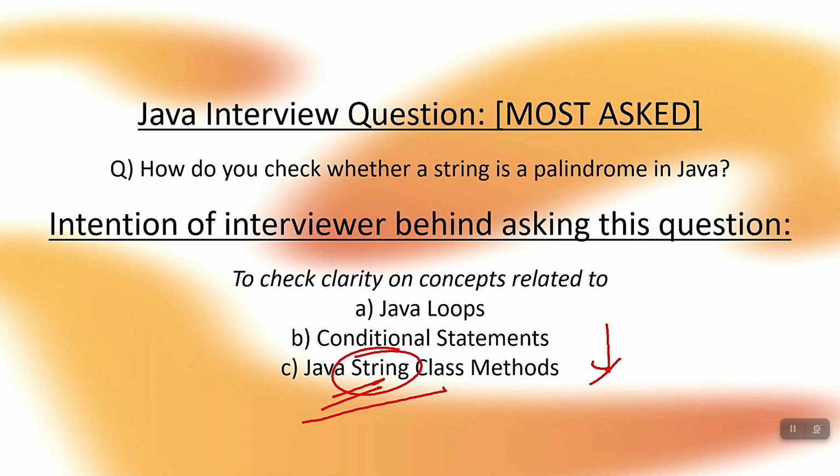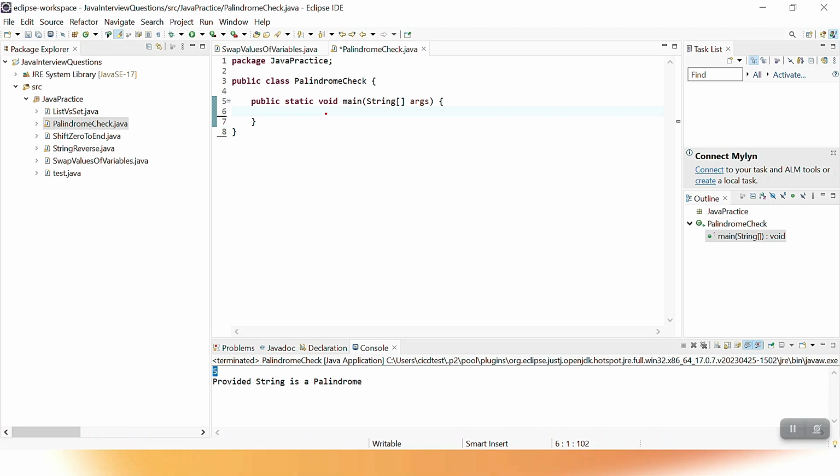Now let's quickly jump to our Eclipse screen. Here the project name is Java Interview Questions. The package we have created is Java Practice. The class we are going to work in is Palindrome Check. This is our main method declaration and here we are going to write the code.